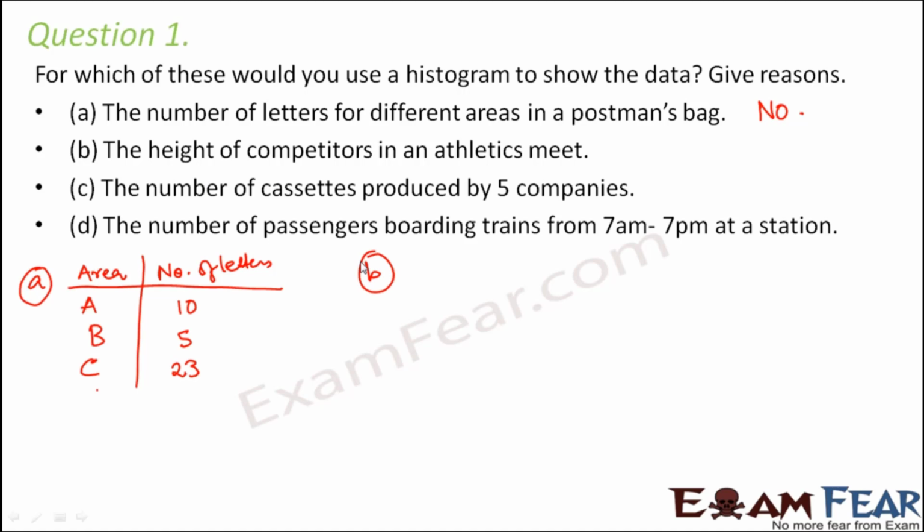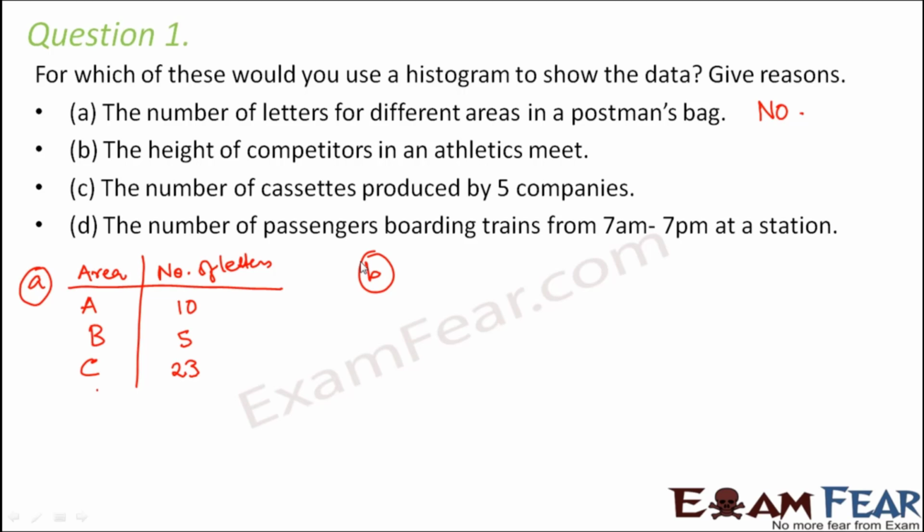B. Height of competitors in an athlete's meet. Now, when you talk about the height of athletes, in an athlete's meet there will be many athletes, right? They all would have different heights, right? Some of them might be 5 feet, some of them might be 6 feet, some might be 7 feet, some might be 6.1. So they all will have different heights.